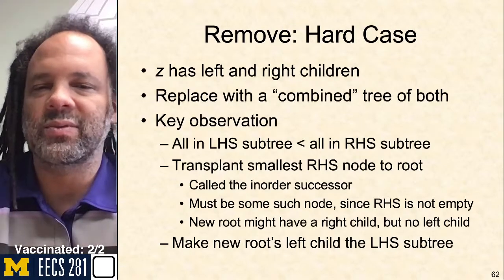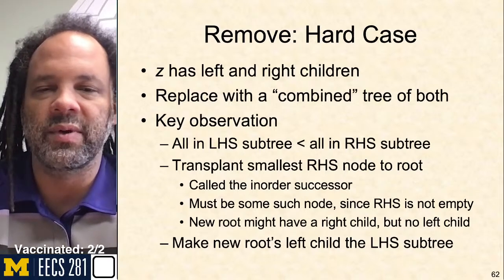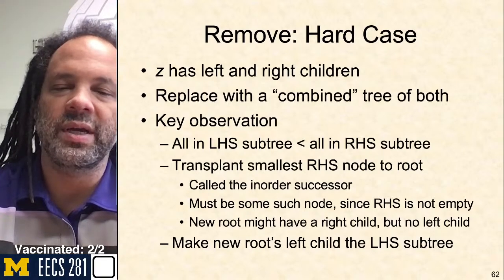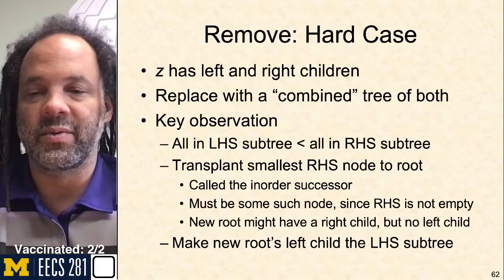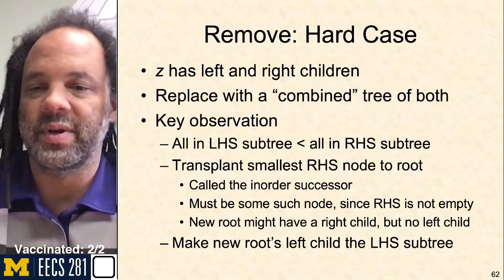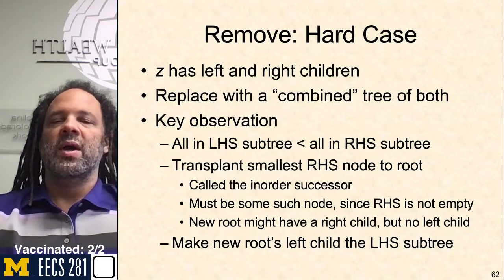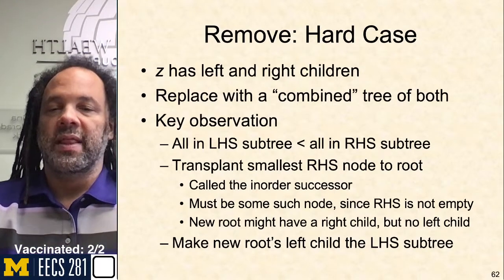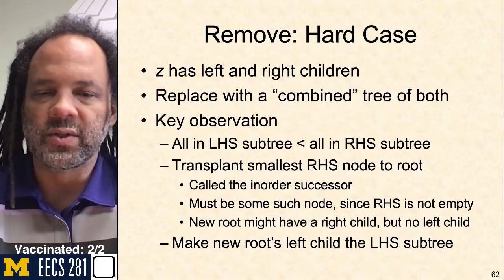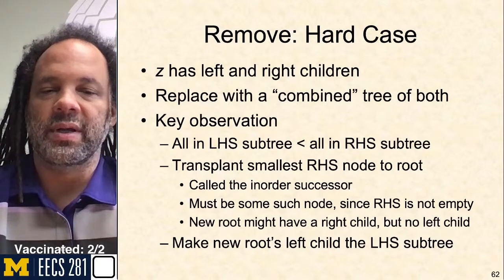The hard case is next. When there's two children, we have to come up with some way to combine this tree with two of them. The observation that we're going to use here is that everything in the left-hand subtree, because it's less than the root, has to be also less than everything in the right-hand subtree, right? Remember, the things in the right-hand subtree are not less than the root. So if all of them are greater than or equal to the root, they all must be greater than everything in the left-hand subtree.